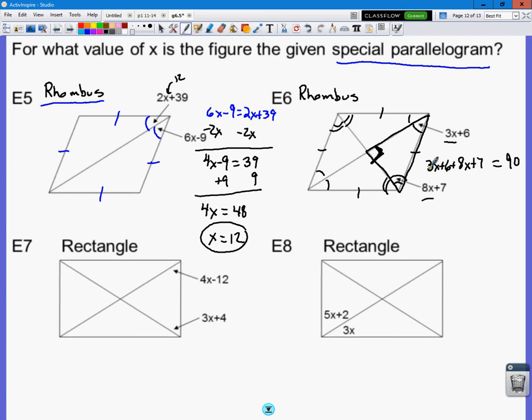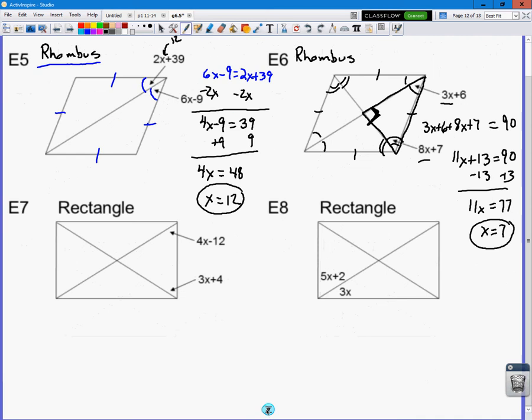Combining like terms, 8x and 3x is 11x. 6 and 7 is 13. If I subtract 13 from both sides, 11x is equal to 77, which means x is going to be 7. Questions on example 5 or 6?